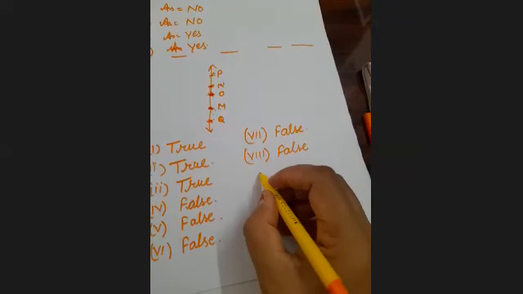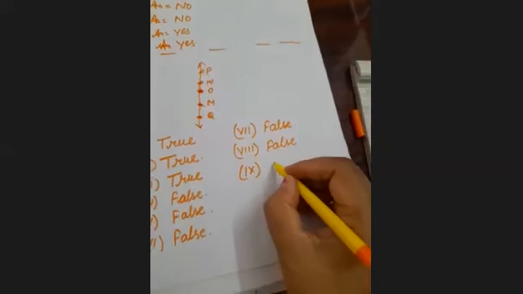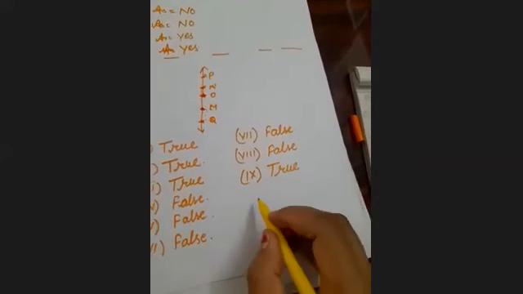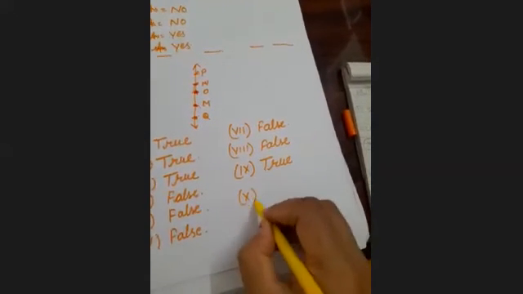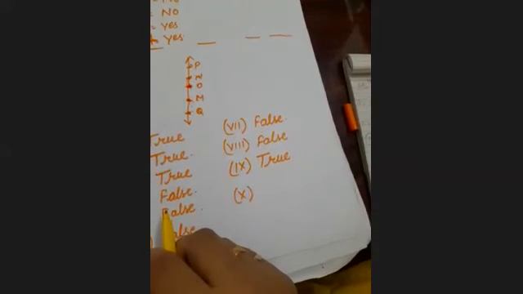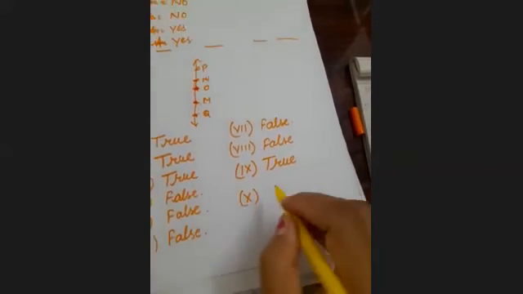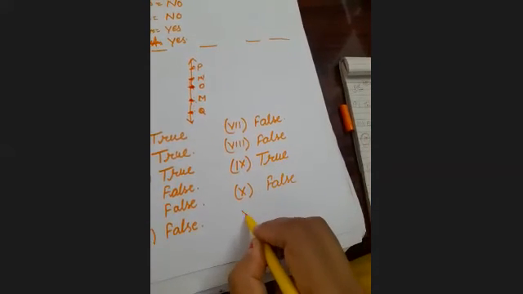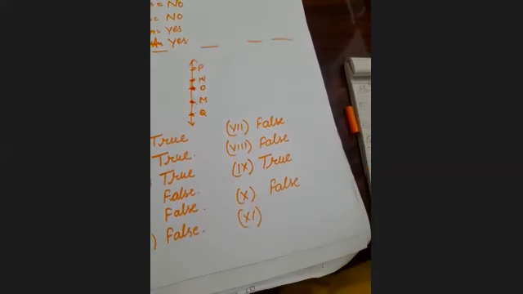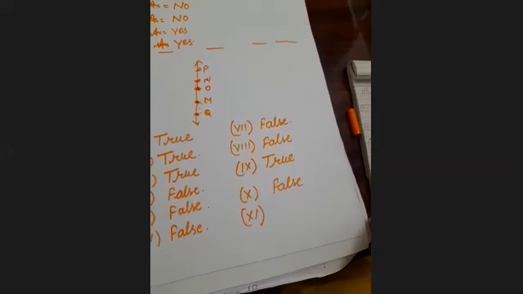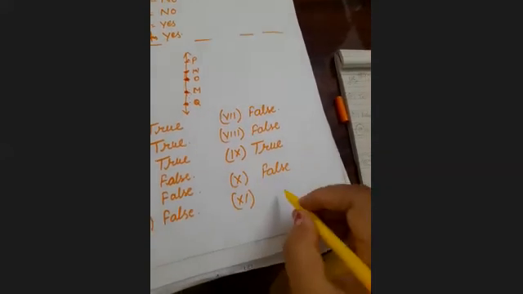Next is the 9th. True. 10th: O is not an initial point of OP. False. Now 11th: N is the initial point of NP and NM. True.